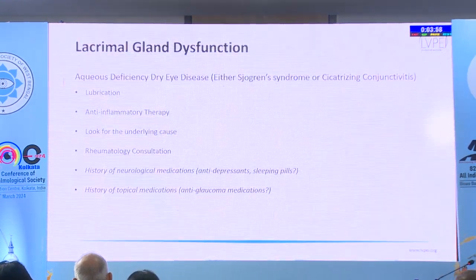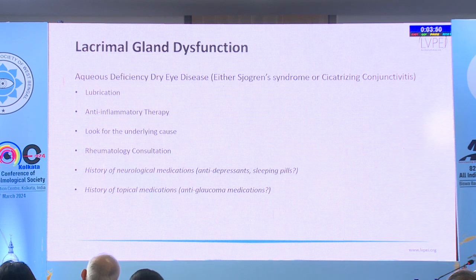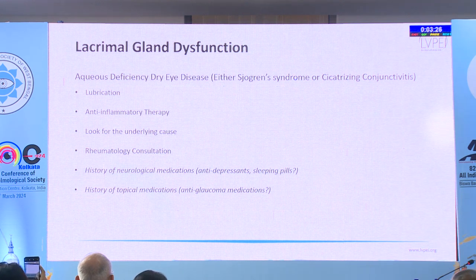So in lacrimal gland dysfunction, the most common cause is Sjogren's syndrome, which is autoimmune. Therefore, if you're managing these patients, you must collaborate with a rheumatologist, and anti-inflammatory therapy, both systemically and topically, is very important in the management of aqueous deficient dry eye. Also, do keep in mind that patients who are on neurological medications, particularly antidepressants and sleeping pills, can also manifest this pseudo aqueous deficiency where the lacrimal gland is just slow to function. So do take a history if they are on those kind of neurological medications, and sometimes reducing the dose or stopping the medications themselves can relieve the patient of the symptoms.